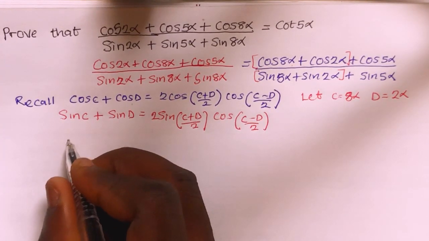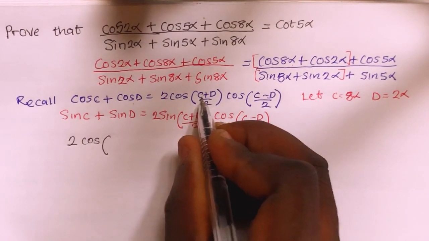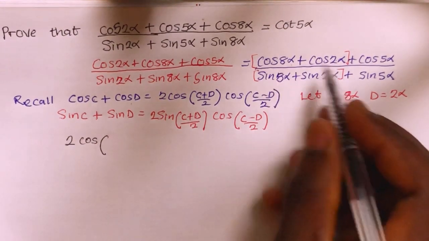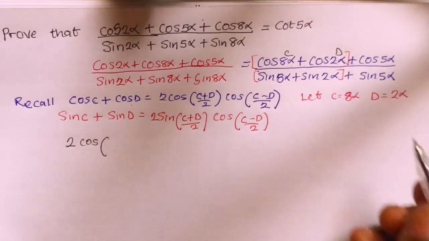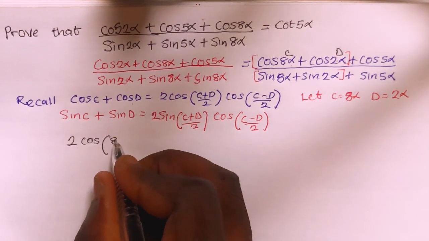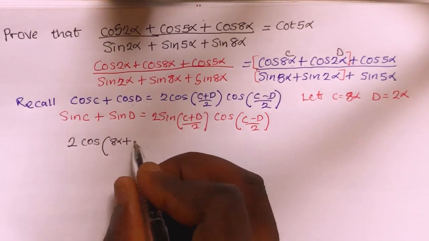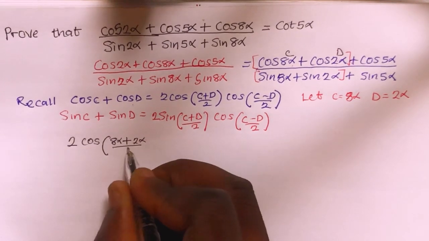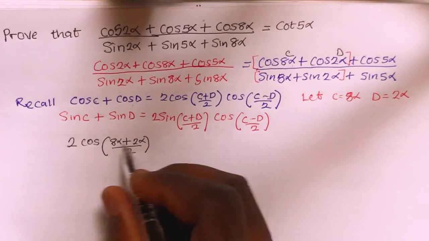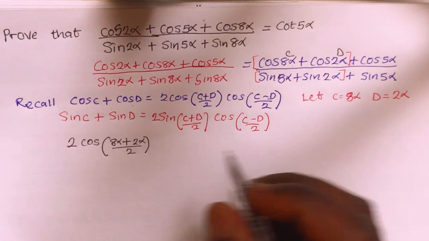You have it to be 2 cos into brackets your C. I'm going to apply the identity on this only. This is my C and this is my D. My C is here and my D is here. Your C is what? It is your 8 alpha. You have 8 alpha plus what? D is what? 2 alpha divided by 2. Can you see this down? First, you can neglect the alpha because you don't have alpha here, but it doesn't mean anything. It's still the same thing.